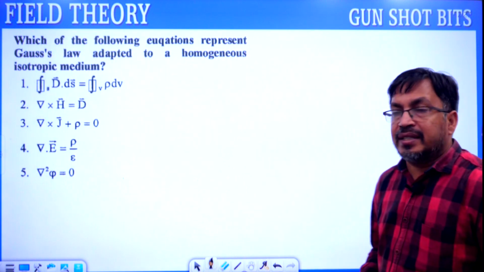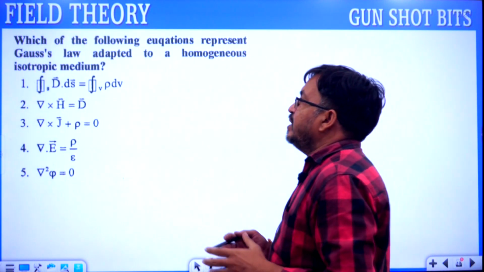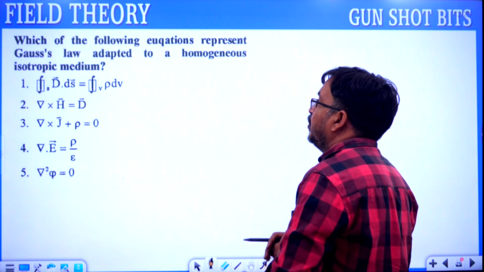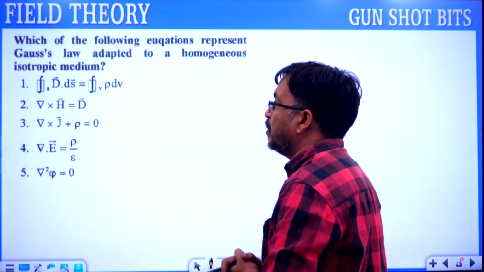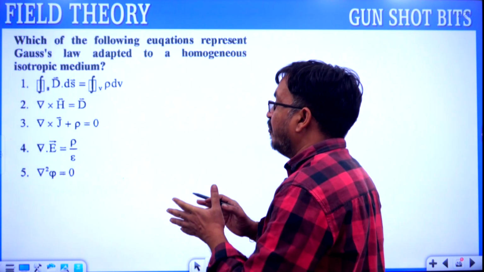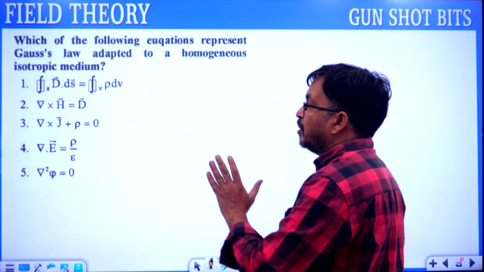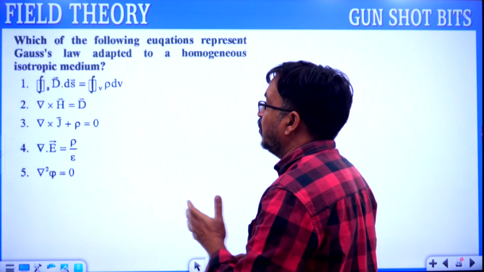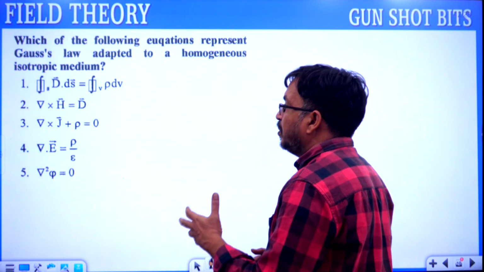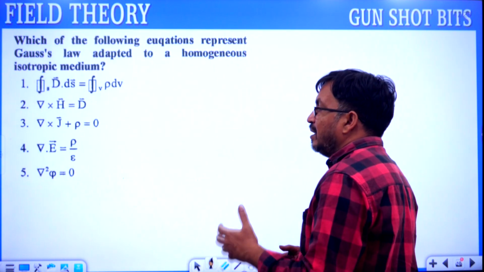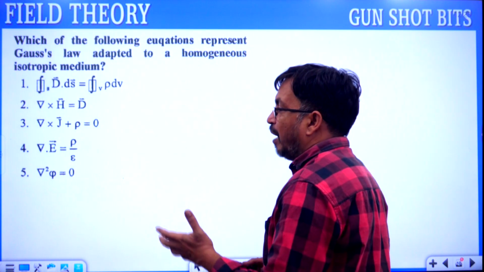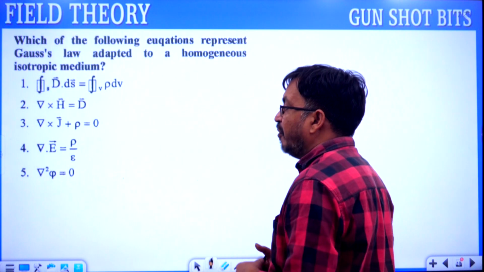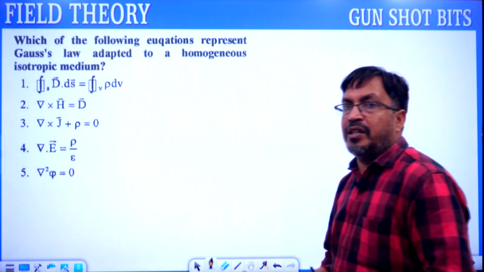Students, now we are discussing one more question. Which of the following equations represents Gauss law adapted to a homogeneous isotropic medium? So there are 5 options given. Closed loop surface integral of D dot dS equals volume integral of rho v dv. Option 2, curl H equal to D. Option 3, curl J plus rho equal to 0. Option 4, divergence of E equal to rho by epsilon. Option 5, del square phi equal to 0.